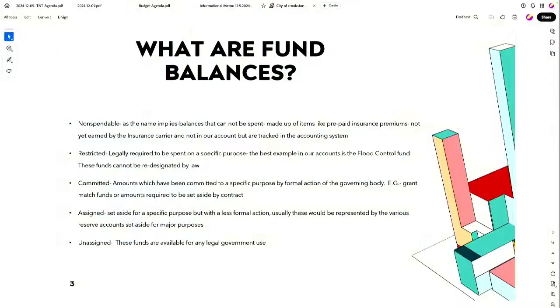What are fund balances? There are 5 categories of fund balances in municipal accounting. You've got non-spendable, and as the name implies, you can't spend these. As an example, the city prepays our liability insurance. We usually get billed for that in December before the year. Our workers' comp, we prepay. That gets lined up as a non-spendable amount. We've already paid it, but it's not earned by the insurance company, as an example. But we do track it, and it does get accrued through the year.